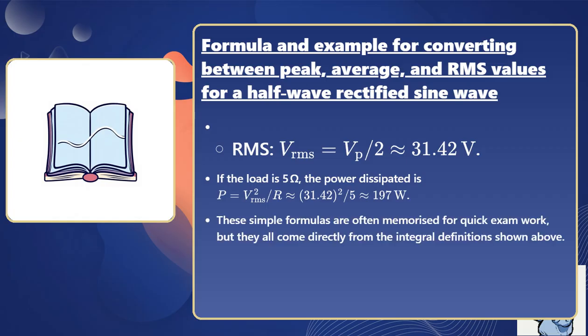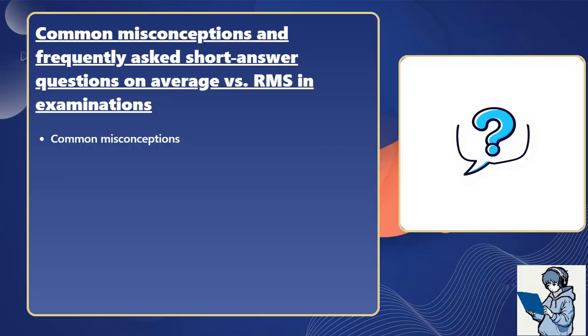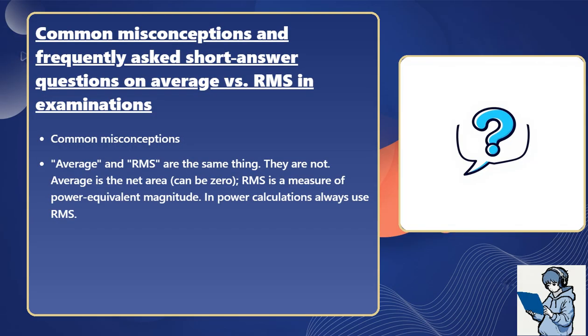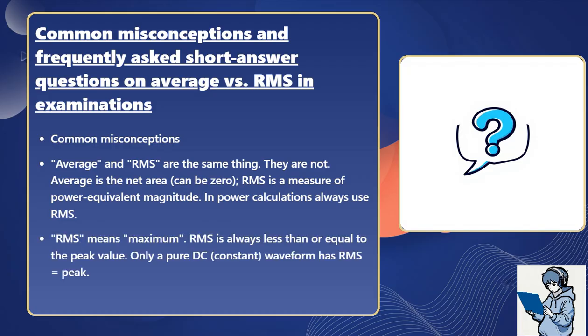These simple formulas are often memorized for quick exam work, but they all come directly from the integral definitions shown above. Common misconceptions. Average and RMS are the same thing. Not true. Average is the net area and can be 0. RMS is a measure of power-equivalent magnitude. In power calculations, always use RMS. RMS means maximum. RMS is always less than or equal to the peak value. Only a pure DC constant waveform has RMS equal to peak.